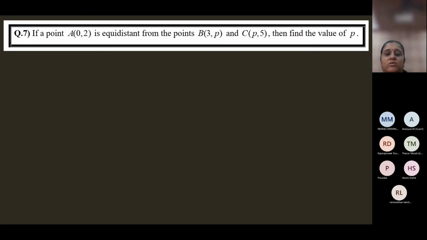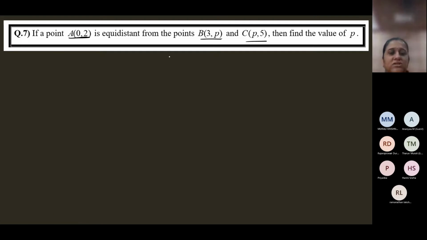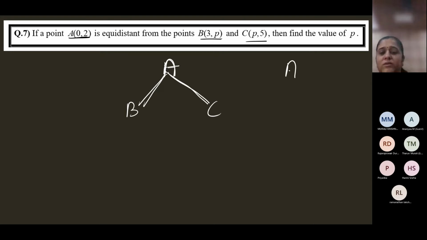Yeah. So here, if a point A is equidistant from the points B and C, then find the value of P. So for all this, the same is the condition. What is the condition? It's given that A is equidistant from B and C. That means AB is equal to AC, or AB square is equal to AC square. That's it. Just write this condition, use the formula, and you will get the value of P.